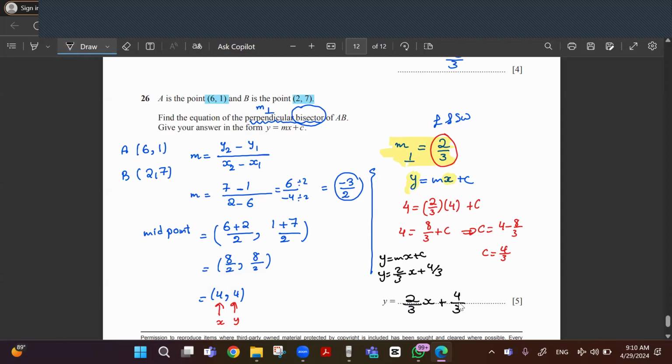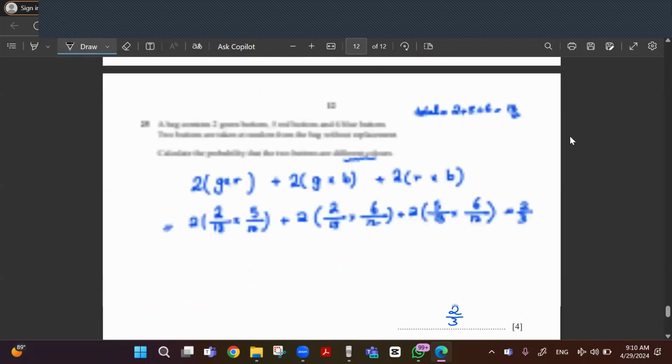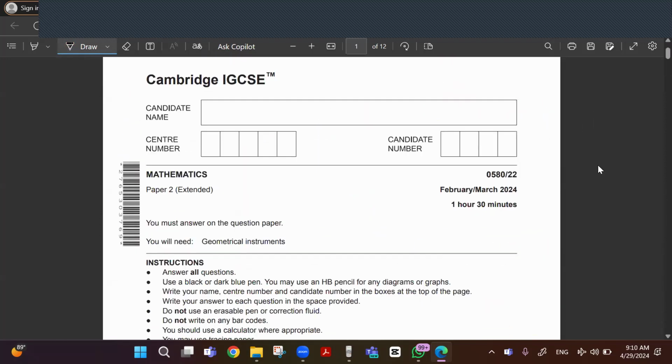And here, we finished paper 2, variant 2, 2024.